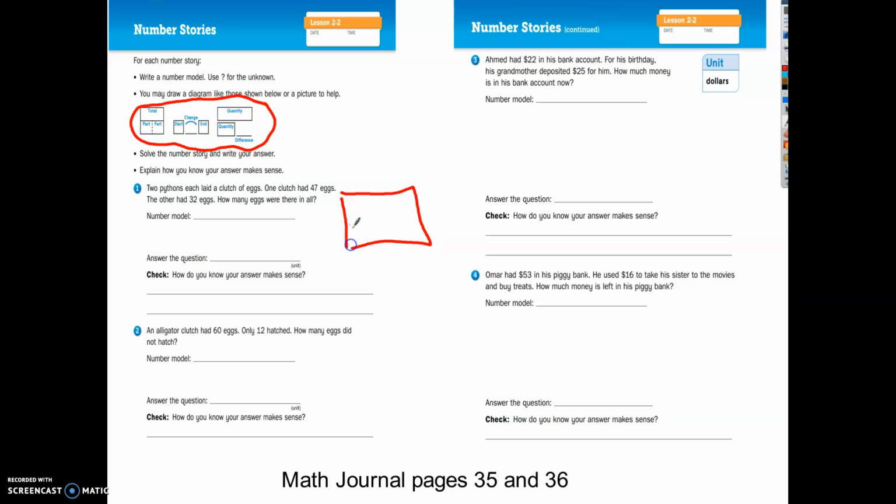Well, I'm going to do the total part because one part had 47. The other part had 32. So I need to find the total. So what number model would you use? You'd go 47 plus 32 equals, you're going to have to figure that out. Then you're going to write the question or answer the question. It's going to be how many, and then you want your unit, and your unit is going to be eggs.